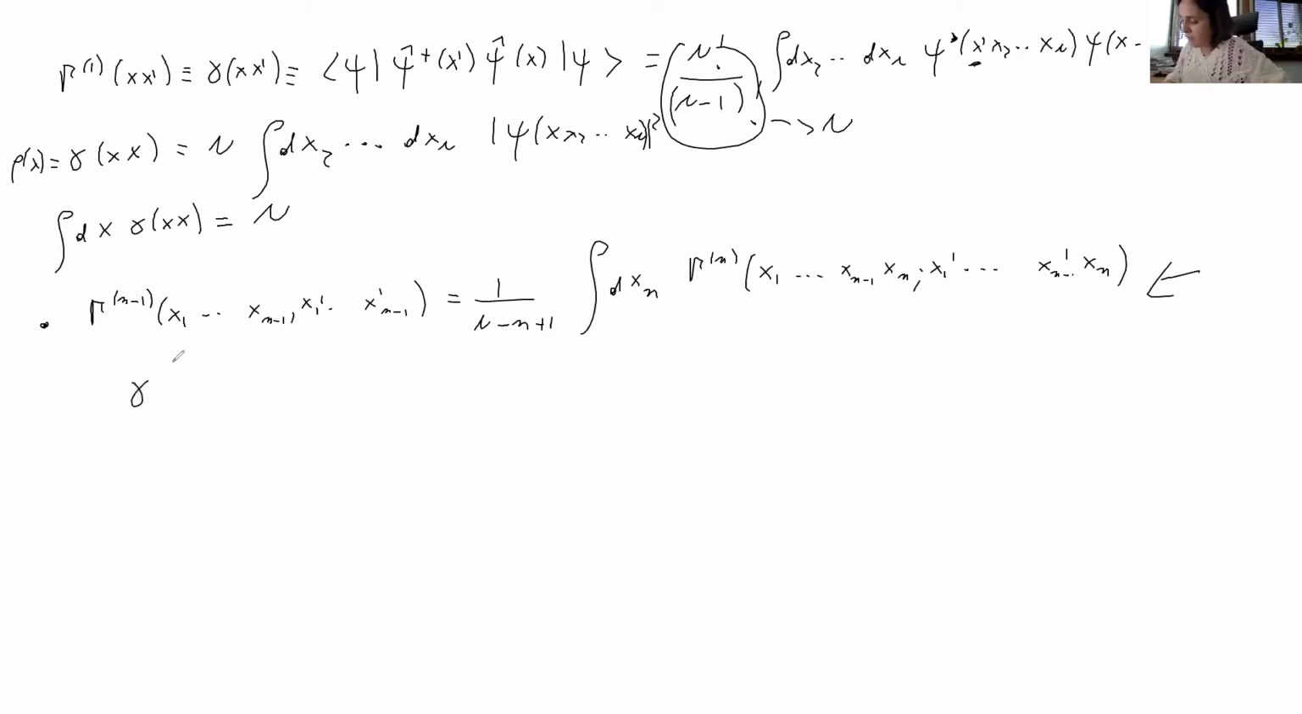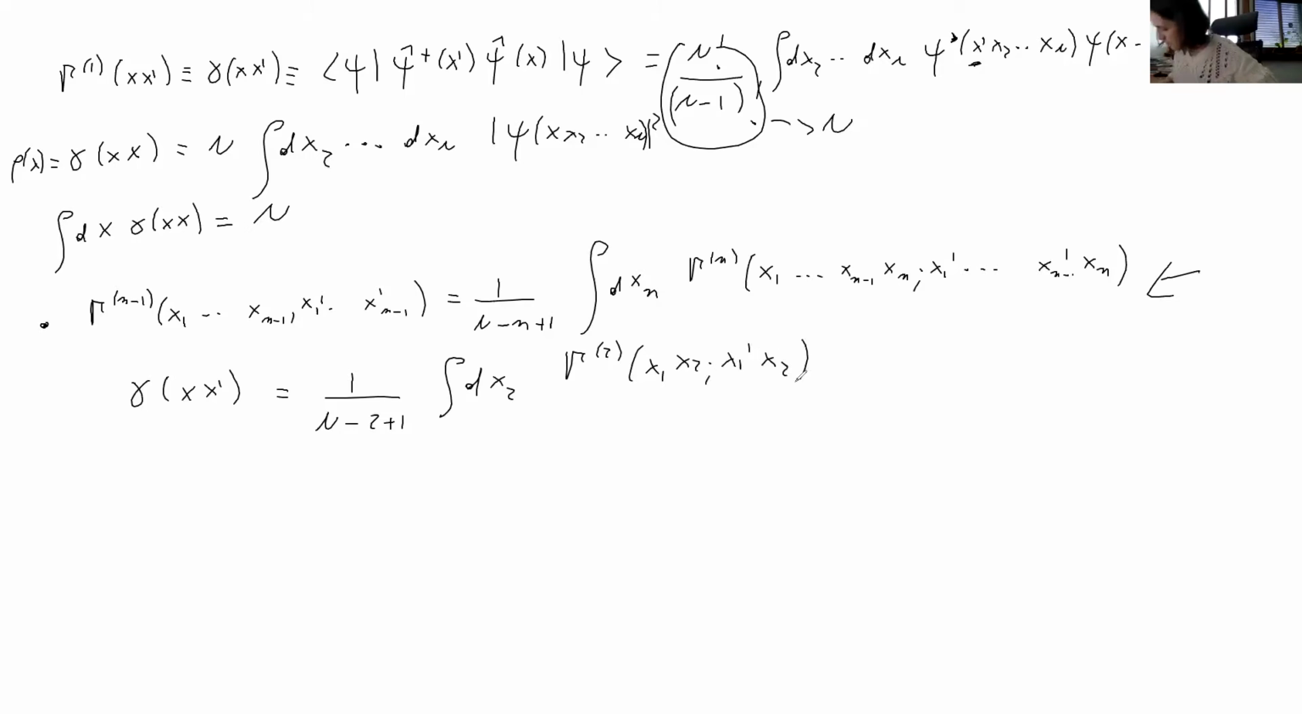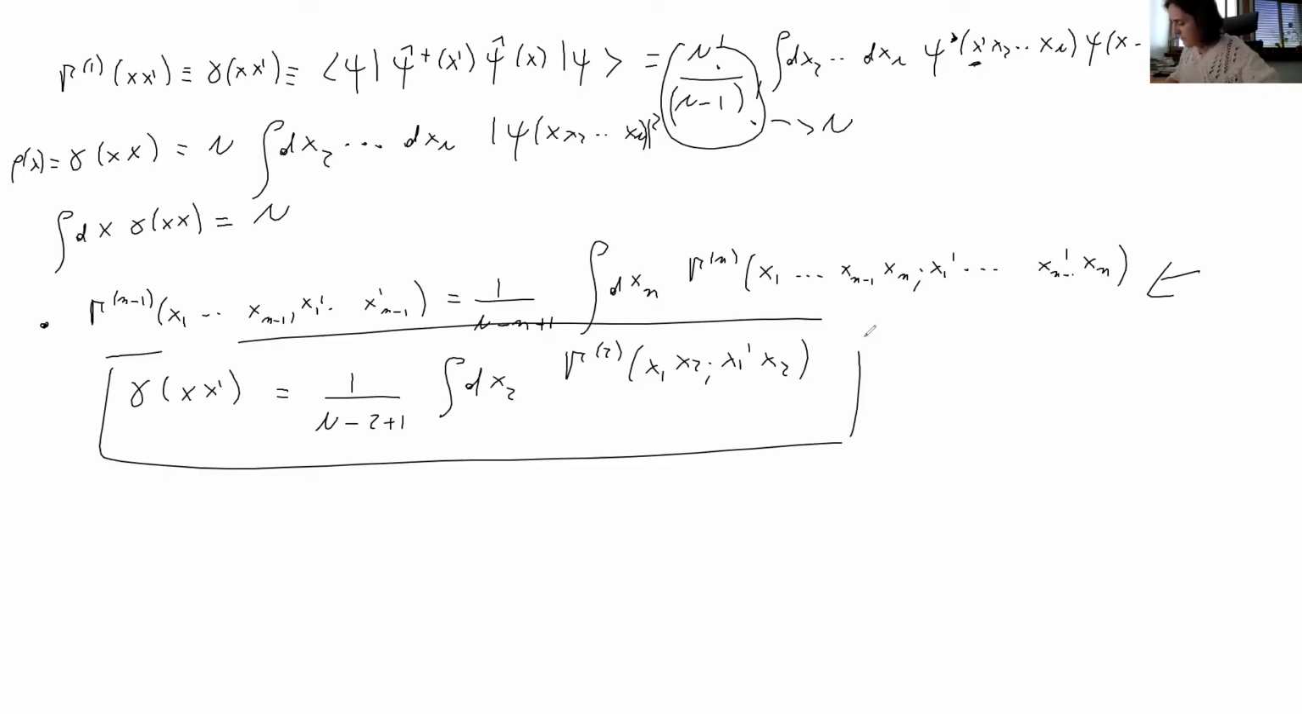So in particular, the one body density matrix you can express in terms of the two body. This is equal to minus 2 plus 1 integral in dx2 gamma 2 x1 x2, x1 prime, x2. So this is an important relation. So if you have gamma 2, you can get your gamma 1.